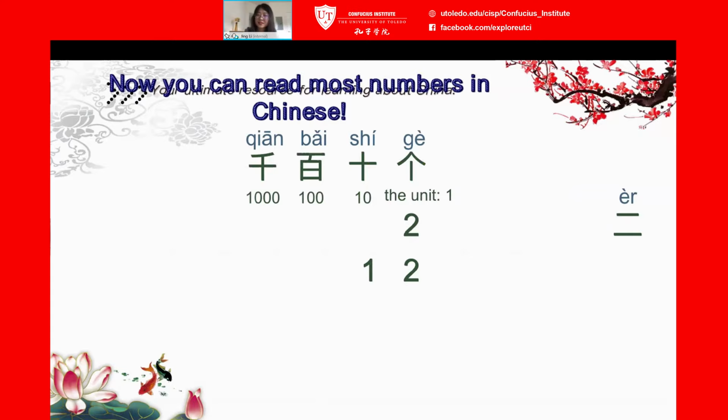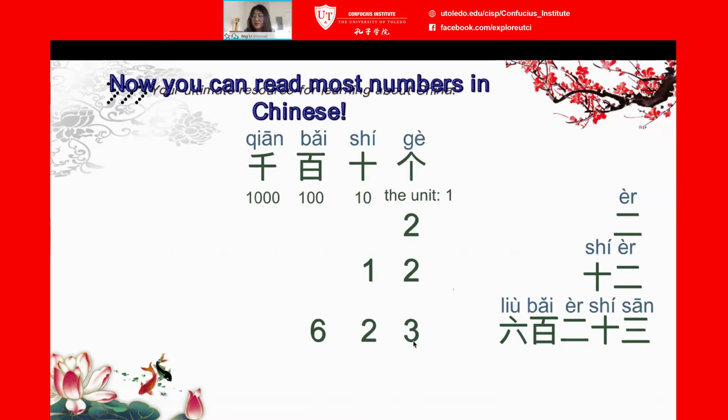Here I will introduce to you 12. 十二. Next one. This Chinese character means 100. It is called bai. So this number, a bigger one. How to say that? 623. Can you understand? 623. It's difficult. You can follow me and you will learn that.